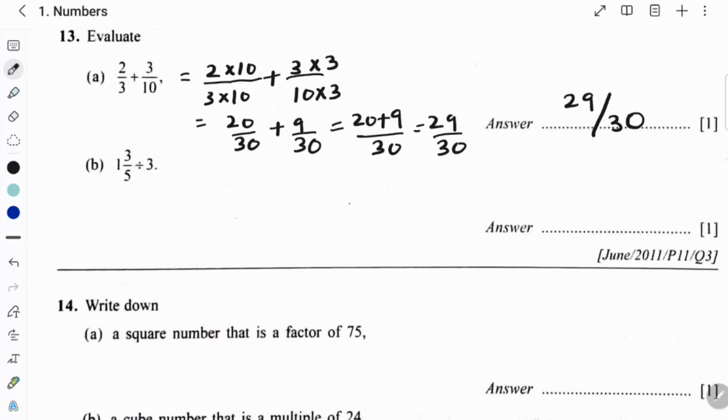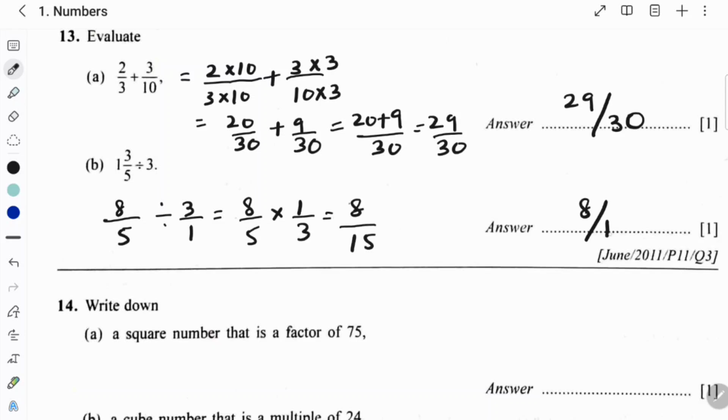Okay, the next part of the same question, 5 ones are 5, 6, 7, 8. So 8 upon 5 divided by 3 over 1. Okay, so that is becoming 8 upon 5 multiplied by 1 over 3. So 8 upon 3 times 5 is 15. So 8 upon 15 is the answer for this question.